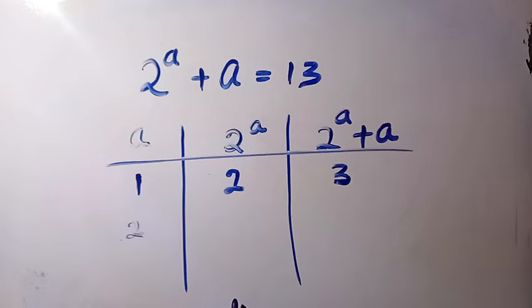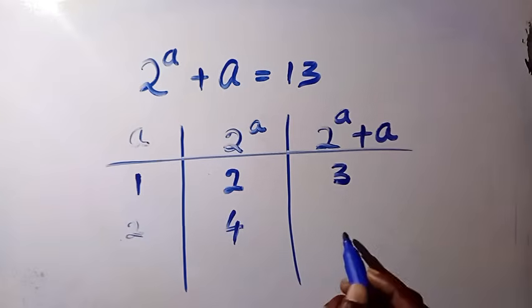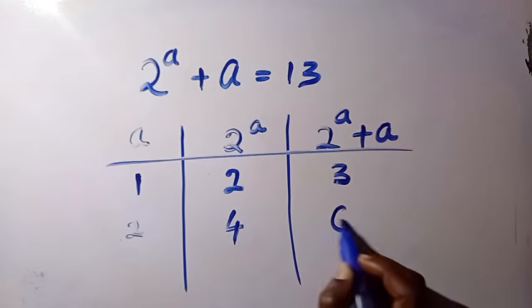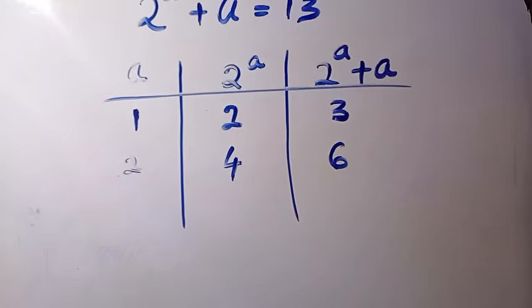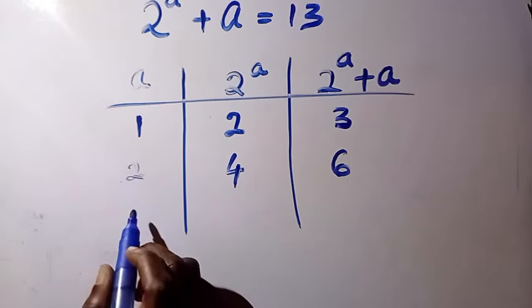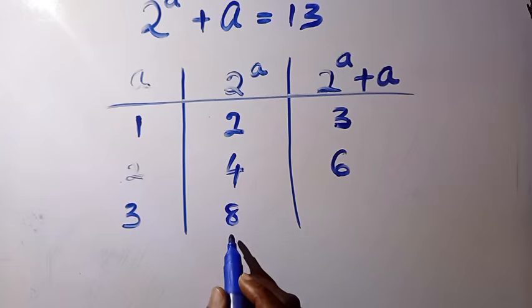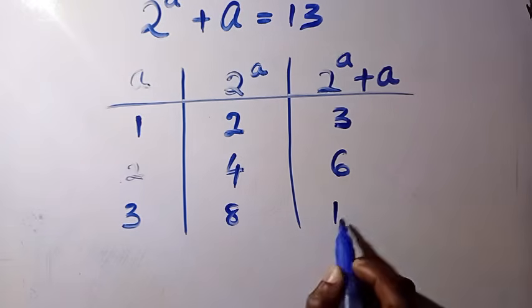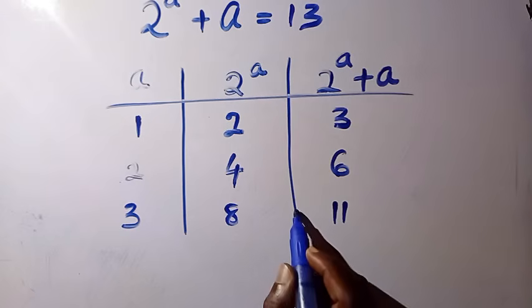Let's say we have a equals 2. What we get here is 2^2, that is 4, and 4 + 2 gives us 6, which is also very small. And again, if we have a equals 3, we have 2^3, that is 8, and 3 + 8 equals 11. This is close, but we still have like 2 more to complete this.